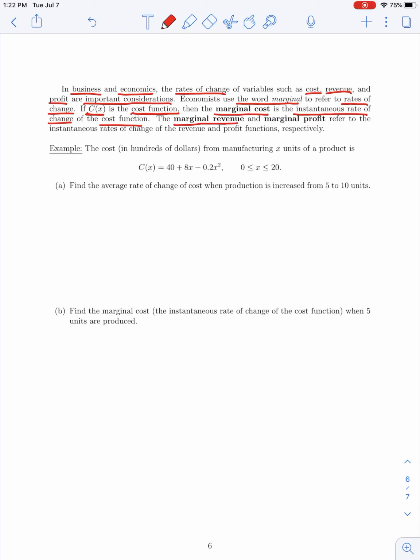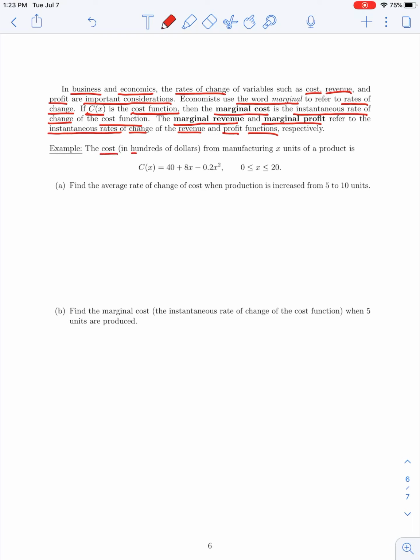Similarly, the marginal revenue or marginal profit refer to the instantaneous rates of change of the revenue or profit functions. So something to keep in mind for this course is that any time you see the word marginal being used, that means rate of change. Marginal is a term used for rate of change. Now that we know how to find instantaneous rates of change, let's look at some examples related to economics.